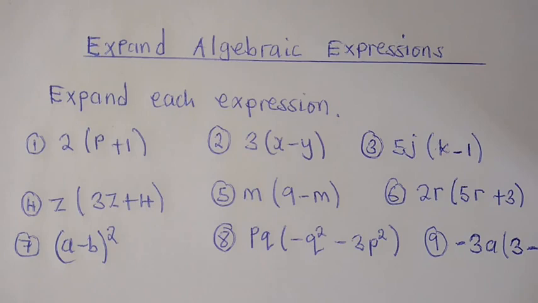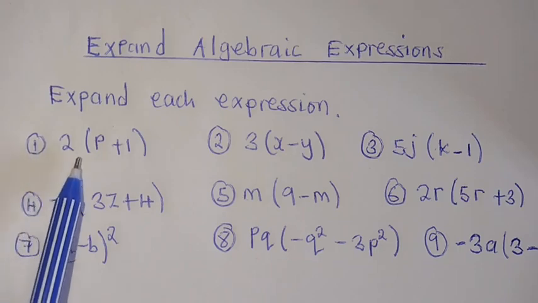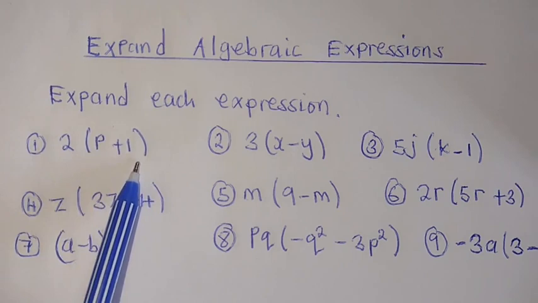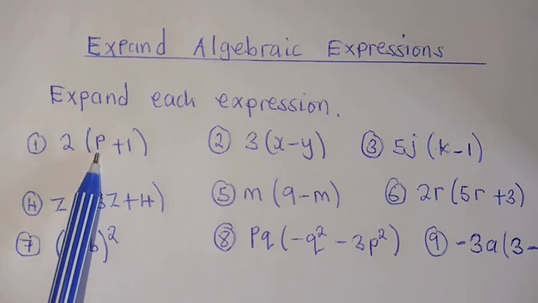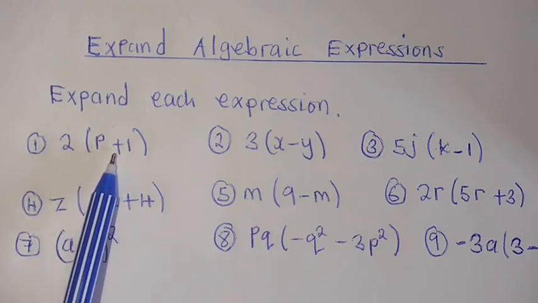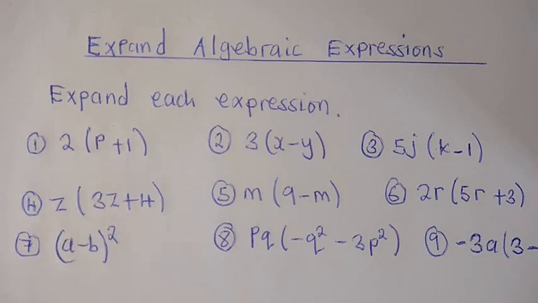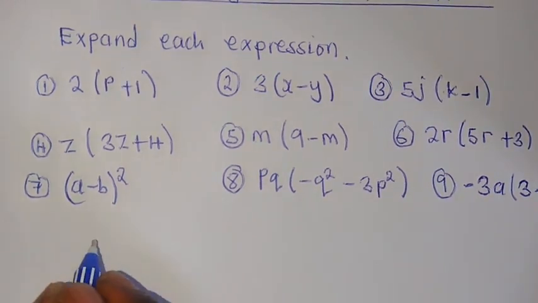So let's look at these examples. Expand each expression. Number one, we have 2 in brackets p plus 1. To expand this, it means that this 2 has to multiply with the p. Again, the same number 2 has to multiply with the positive 1. Okay, that is what we call expansion. So let's look at how we can answer our question 1.